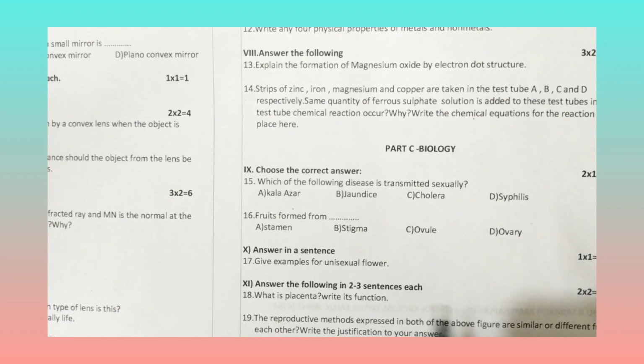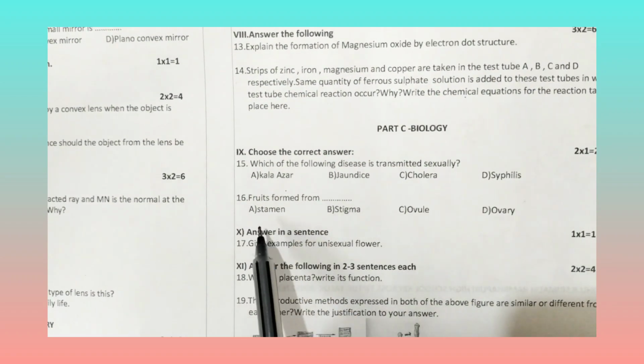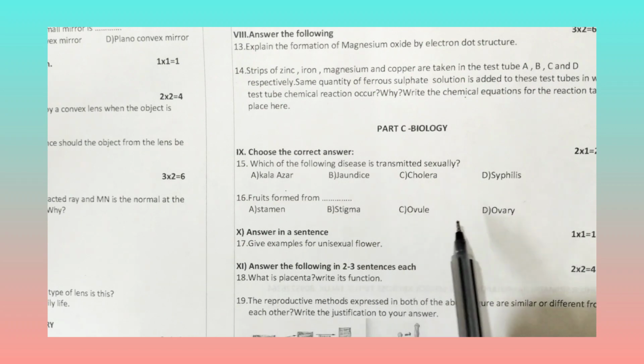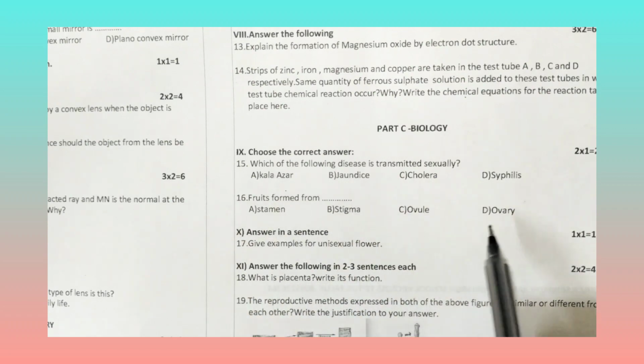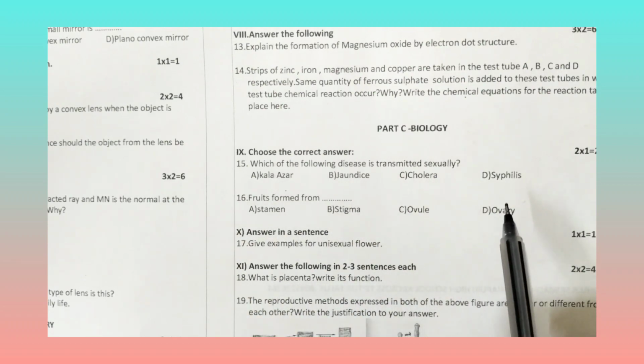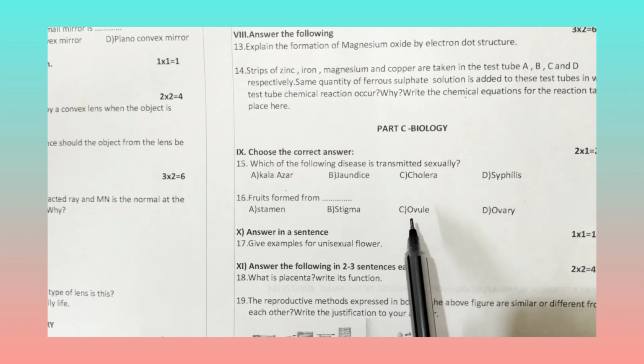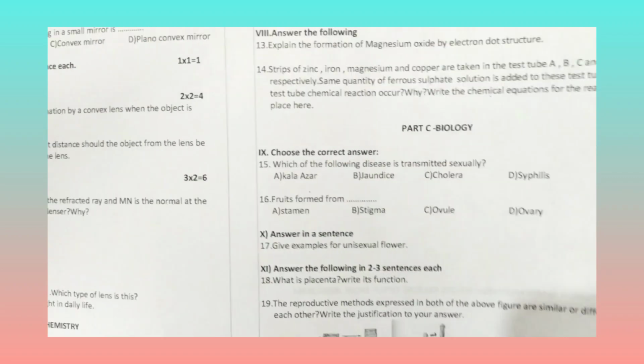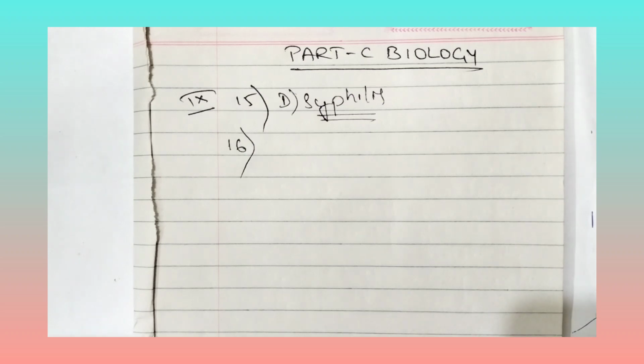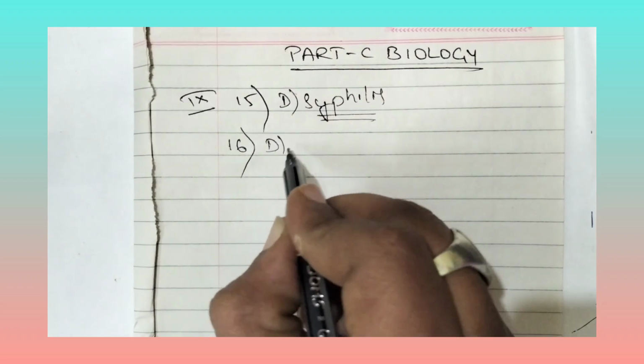The 16th one is: fruits formed from dash; stamen, stigma, ovule, ovary. Among these four, the right option is ovary. Ovary becomes fruit and ovule becomes seed. So for this question, fruits formed from the ovary, option D.